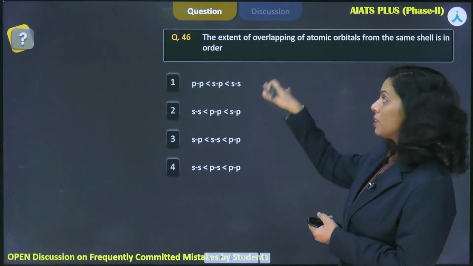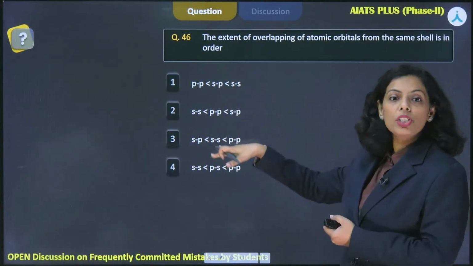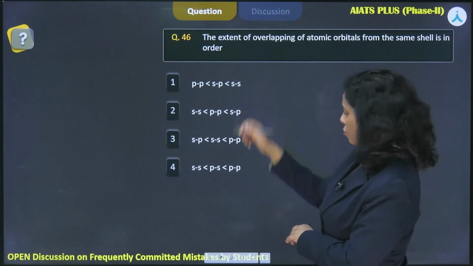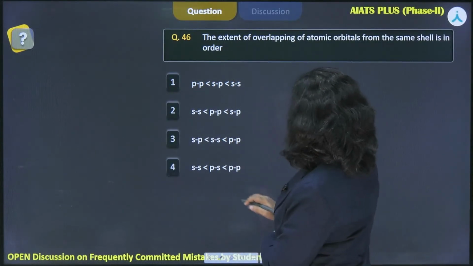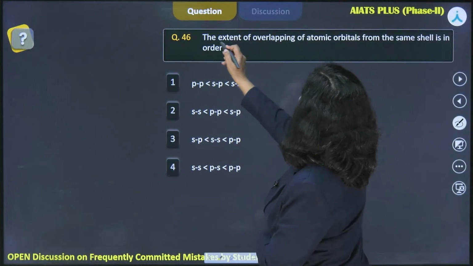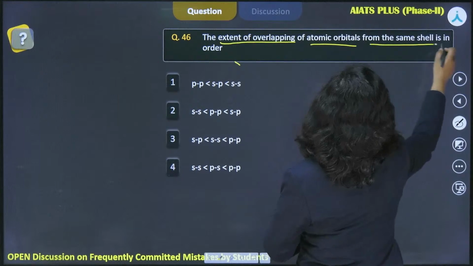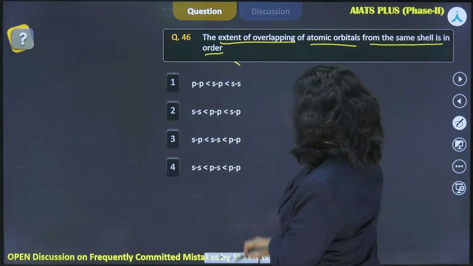That's question number 46 of this paper, with numbering aligned with the paper. The question is: the extent of overlapping of atomic orbitals from the same shell is in the order.